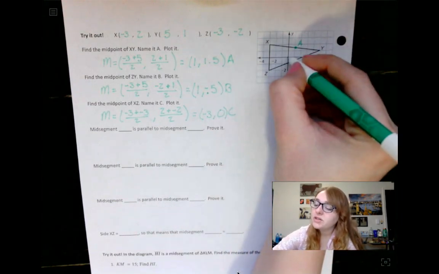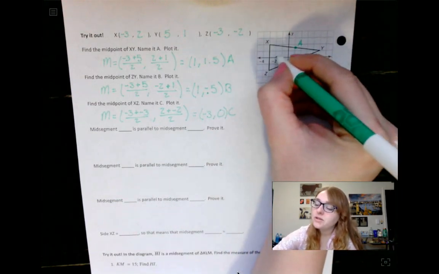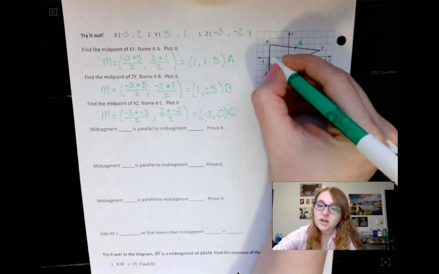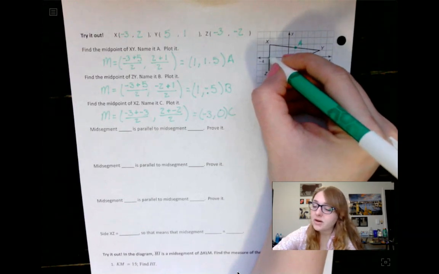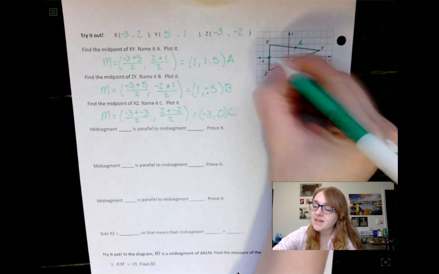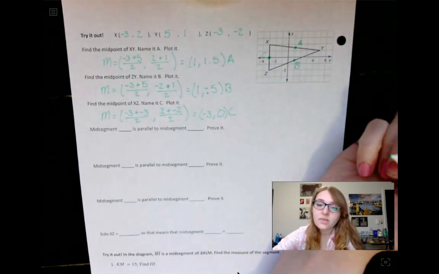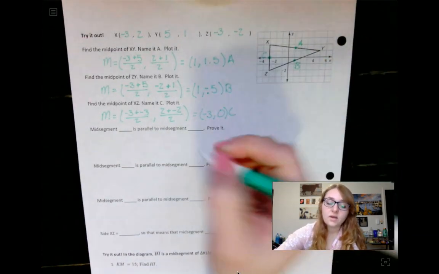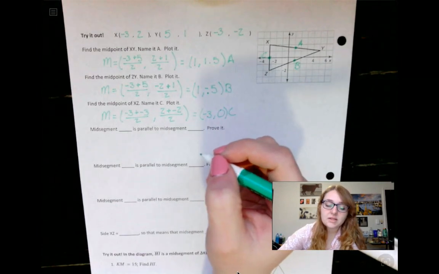So starting at the origin, we move left 1, 2, 3. And then since our y is 0, we're not moving up or down at all. So our point is going to stay on that x-axis here. Okay. So let's see.